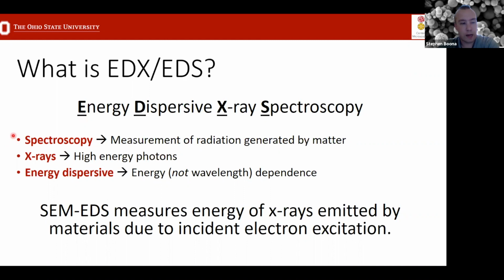So this is a spectroscopic technique, which means we are looking at the measurement of interactions between radiation and matter. And in particular, we're talking about X-rays. So these are relatively high energy photons, and we're looking at the energy dependence of those X-rays. There are other types of spectroscopic techniques you may be more familiar with that talk about wavelengths or inverse wavelengths. But in this case, we are looking at the energy specifically of X-rays that are generated by materials after being exposed to an electron beam.